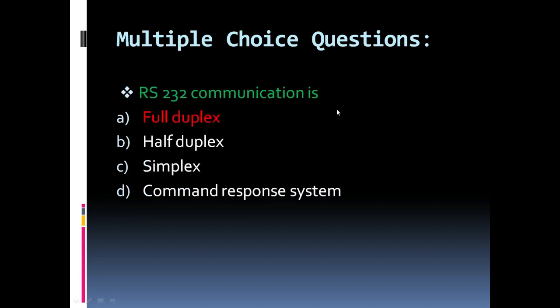RS-232 communication is: option A full duplex, option B half duplex, option C simplex, option D command response system. Answer is full duplex. Next MCQ.